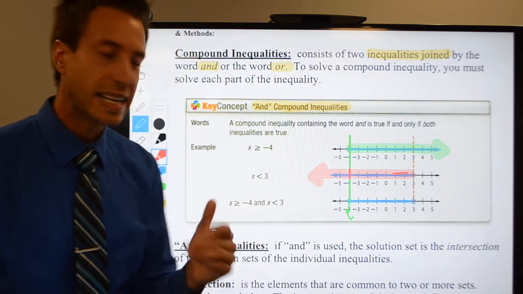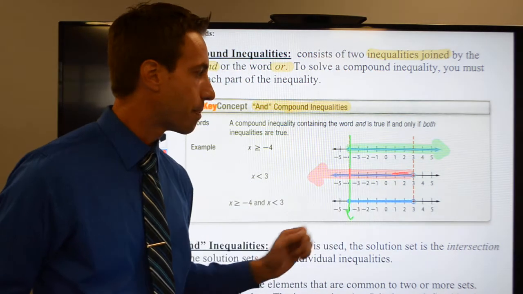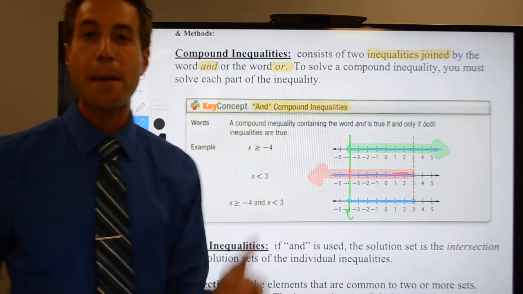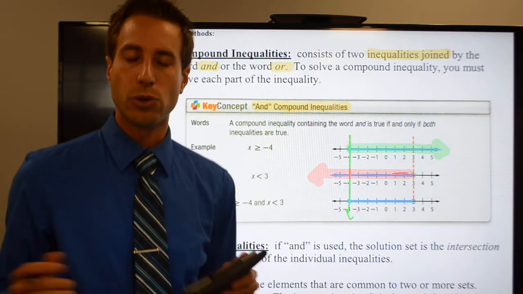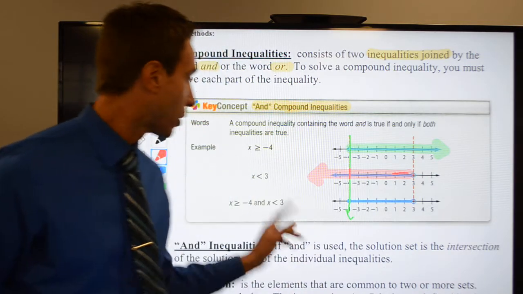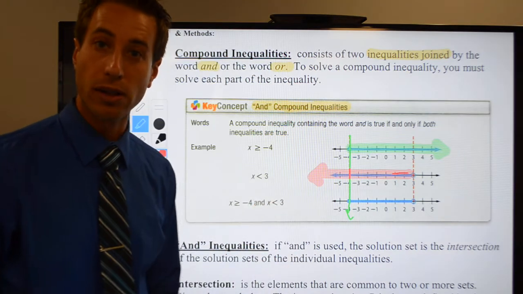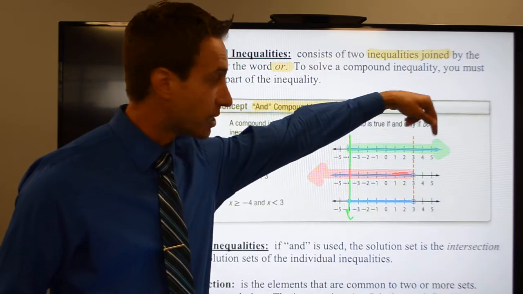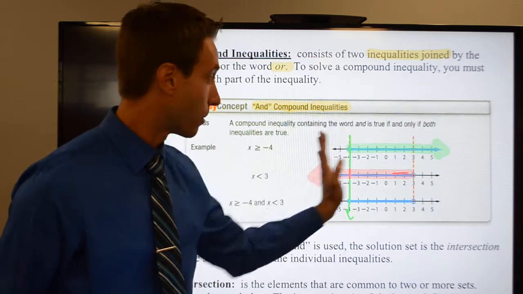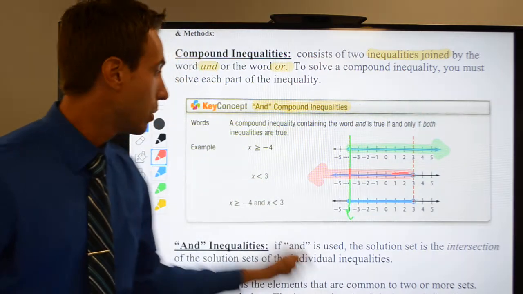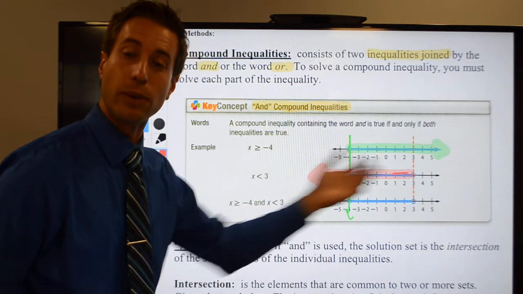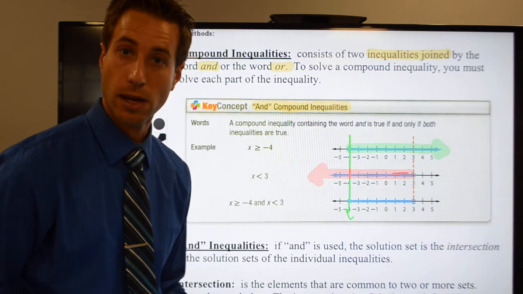There we go. I need everything less than a +3. What that means is that if I pick a value greater than 3, I don't satisfy this inequality. A number greater than 3 would satisfy this one, right? It's bigger than -4, but it wouldn't satisfy this one. It would have to be numbers less than 3.